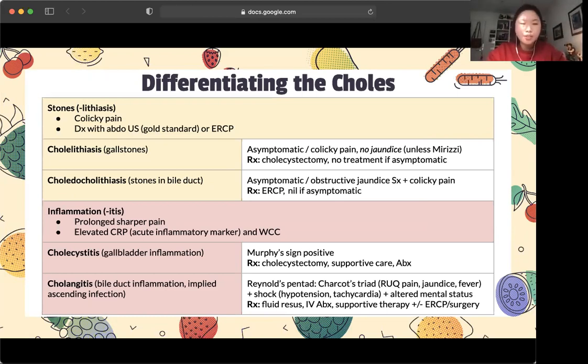And this is where you get Reynolds pentad, which is basically Charcot's triad, which is just right upper quadrant pain, jaundice, fever, as well as shock, which will give you hypotension, tachycardia, as well as an altered mental state. So treatment, fluid resuscitation, give them IV antibiotics, supportive therapy, and potentially do ERCP or surgery.